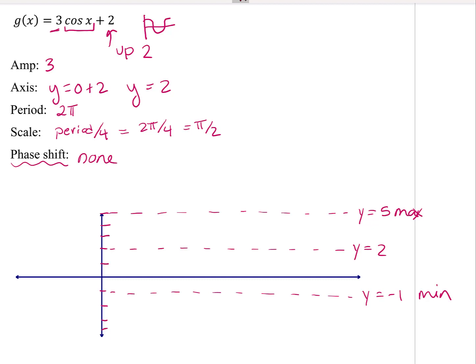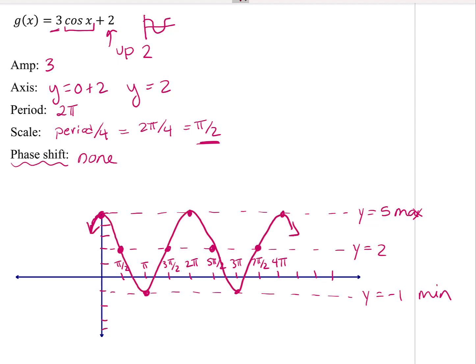Now I'm going to put my scale, and my scale is going by pi over 2. My scale determines where the key points are, and for a cosine curve, we start with a maximum. Then the next key point is going to be on that midpoint line, which is the axis, and then the minimum is going to be on the minimum line. And then we just follow the curve. So that is one cycle. If I was to continue, I just keep on having a key point at every distance of pi over 2, and then I'm going to connect the points together. So here are 2 cycles, and one cycle is 2 pi long.